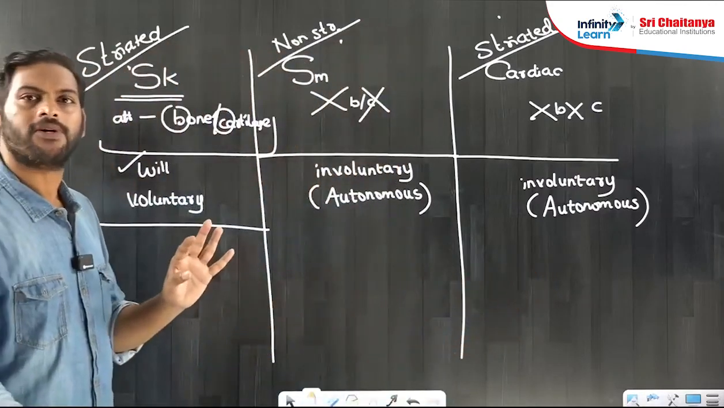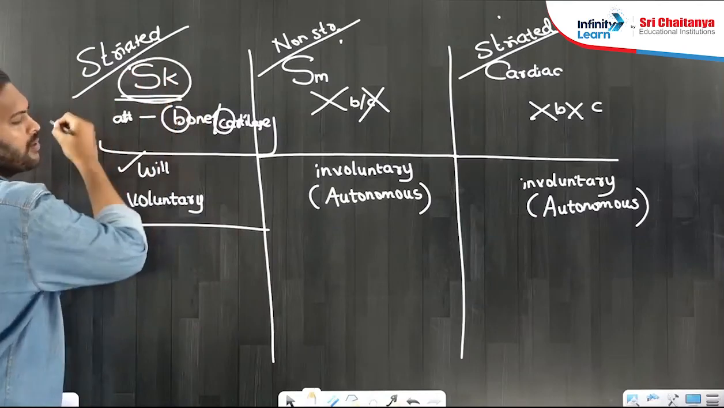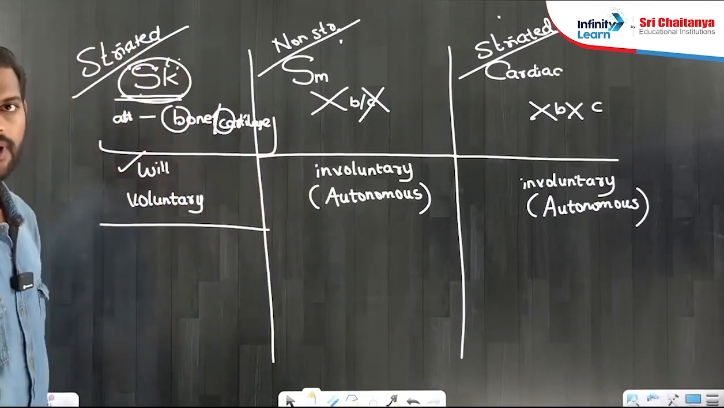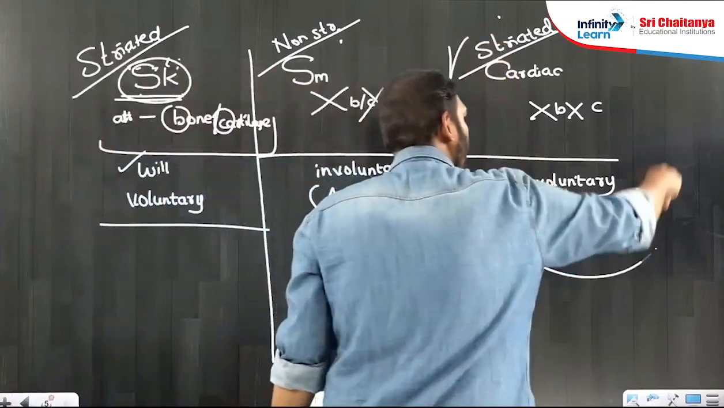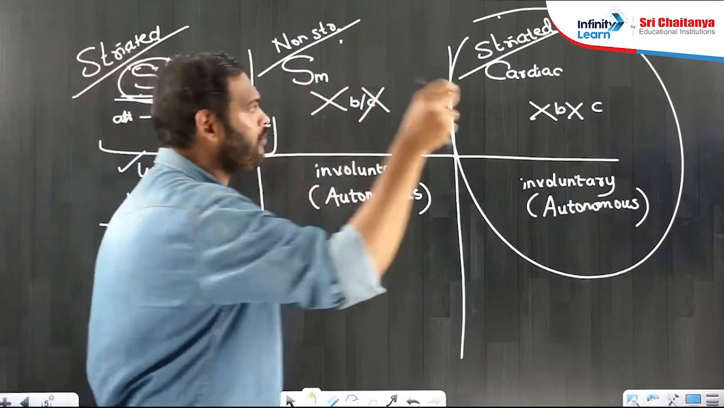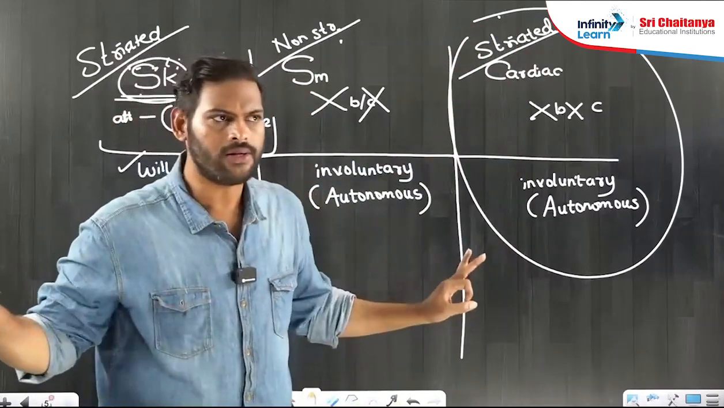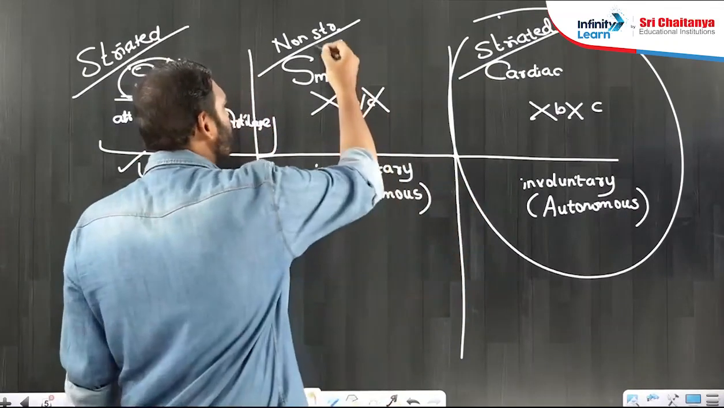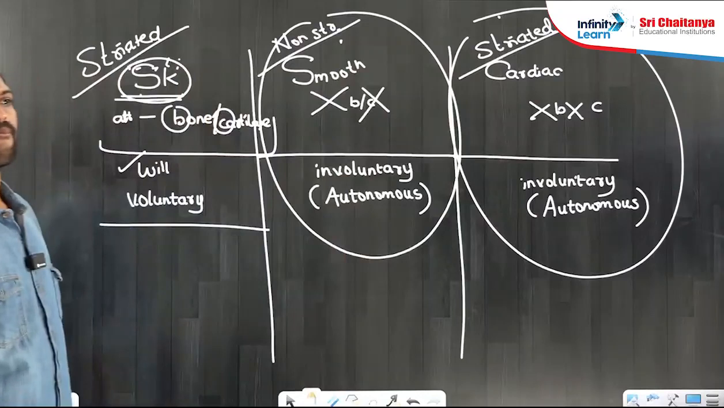Accepted? Which muscle is striated and voluntary? Skeletal muscle. Which muscle is striated but involuntary? What is that? Which is striated but involuntary in nature? Cardiac. Very good. Non-striated, involuntary: smooth muscle. Okay.